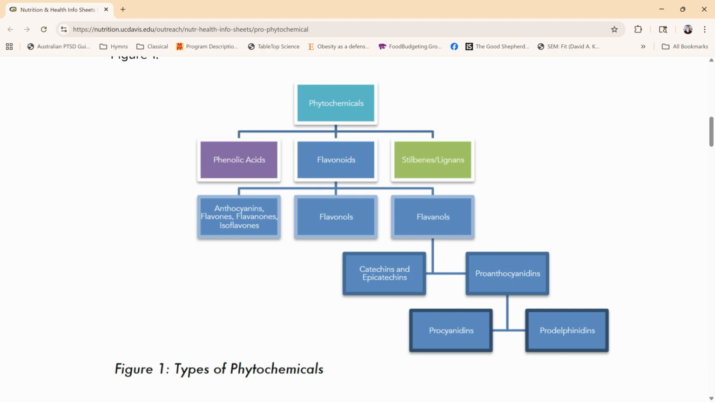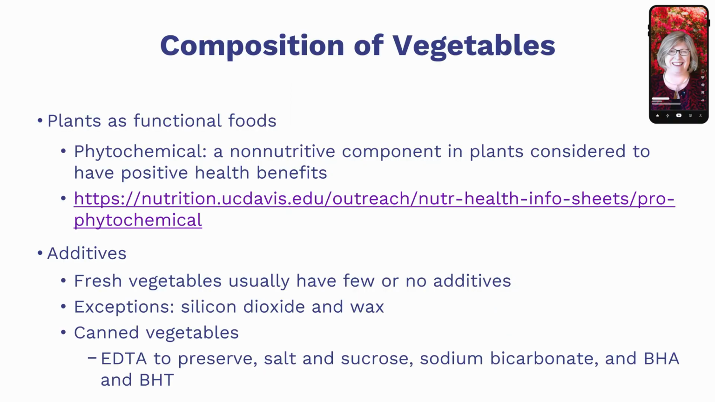You have phenolic acids, flavonoids, lignans, and then you have anthocyanins, flavones, isoflavones, flavonols, and under there you have even more breakdown of chemicals. Vegetables also can have additives.